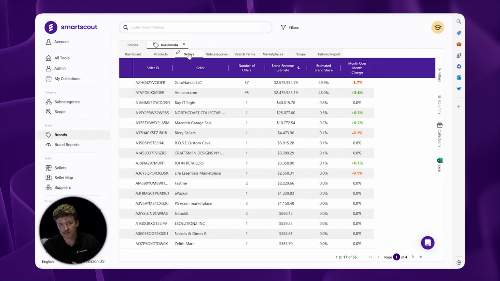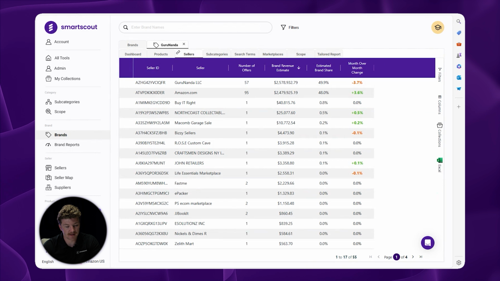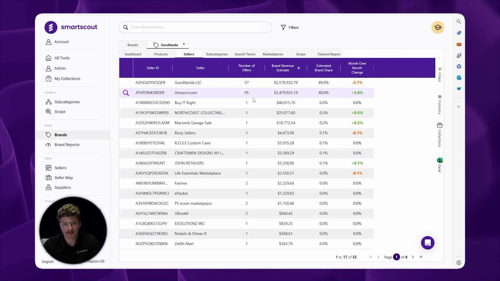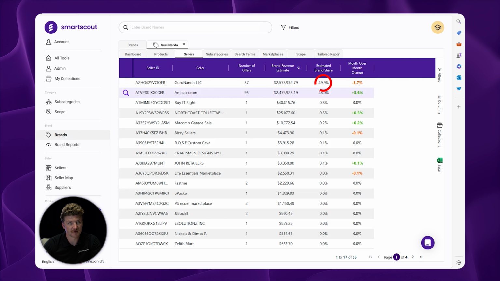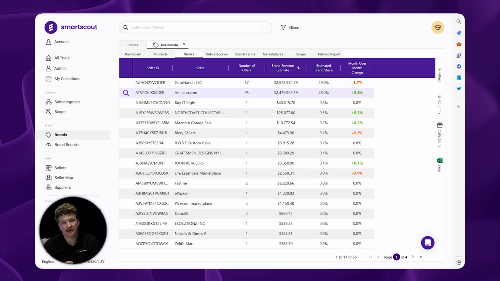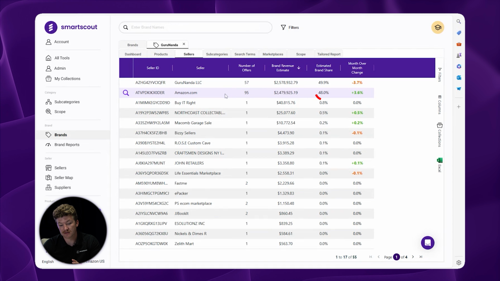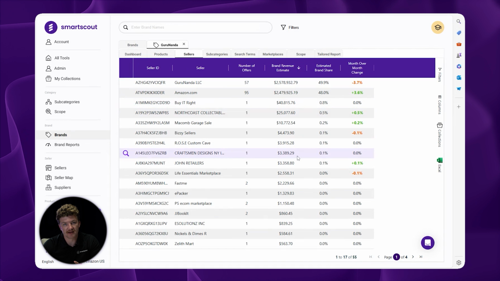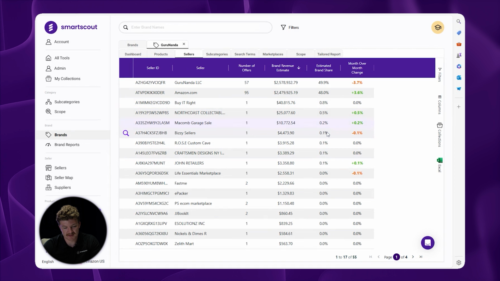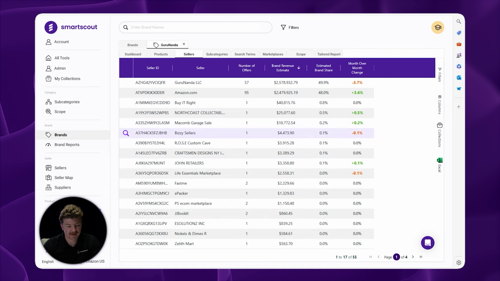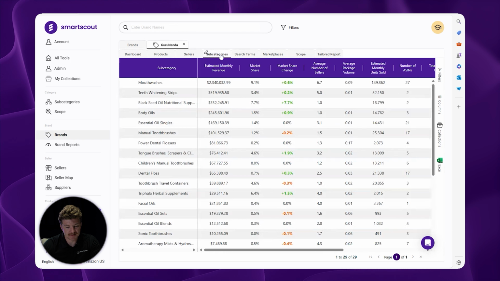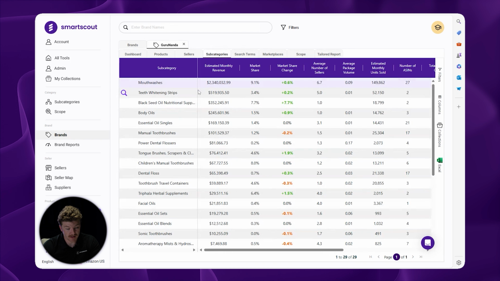The first thing I like to do is click over just to get a good lay of the land. What does the seller distribution look like? Guru Nanda controls about 50% of this brand, right? They sell themselves through their own vendor central account. We can say that Amazon.com sells about the other 50%. And then they have some in-store presence, so of course we see the standard unauthorized resellers. I'm assuming they're not authorized. Now, let's get into the competitive landscape of Guru Nanda.